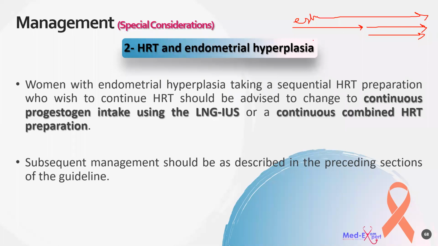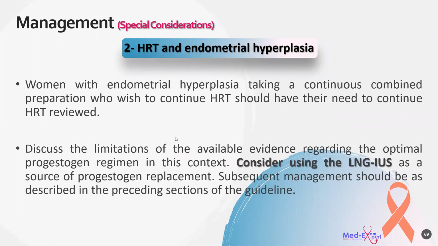Okay? If they develop endometrial hyperplasia, they should be advised to shift from this sequential pattern to continuous combined estrogen and progestogen all over the cycle, or to have a levonorgestrel intrauterine system. Okay?